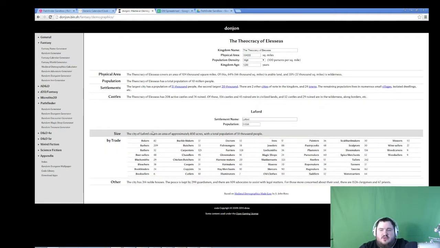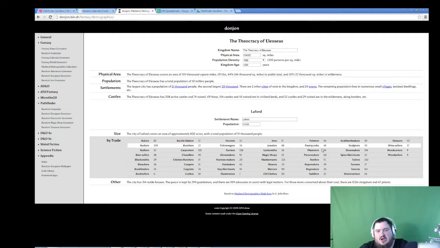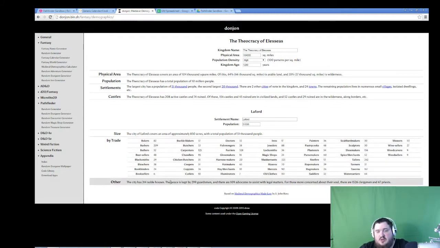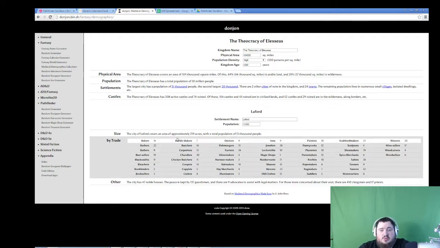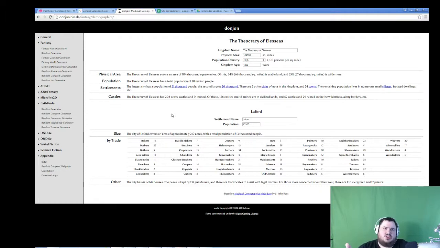So, here's Ladford. Here's everything about Ladford. There's how many people live there. There's how many noble houses it has. I think that number's way too high, of course. But guardsmen, advocates, and all that stuff, there you go. So something simpler, like a more realistic number for the Pathfinder system, would be like 13,300 people. Now I know that there are 11 chicken butchers. They probably have a couple guilds of chicken butchers, like there's a chicken butcher conflict. Now I know. Have I thought about this kind of stuff before?